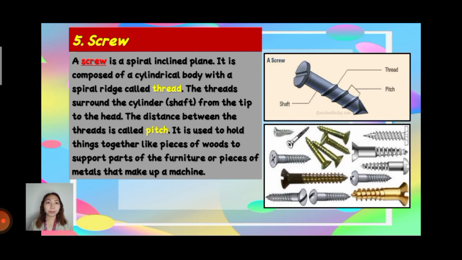The fifth one of the kinds of simple machines is the screw. A screw is a spiral inclined plane. It is composed of a cylindrical body with a spiral ridge called thread. The threads surround the cylinder shaft from the tip to the head. The distance between the threads is called pitch.